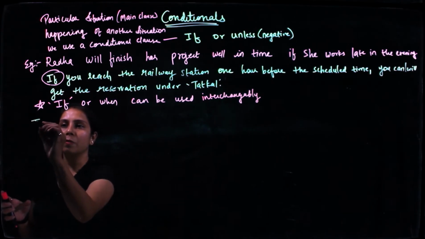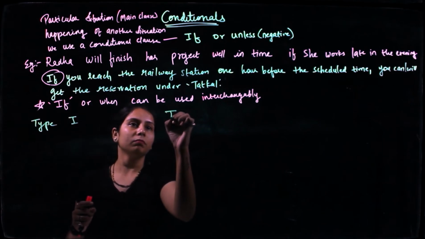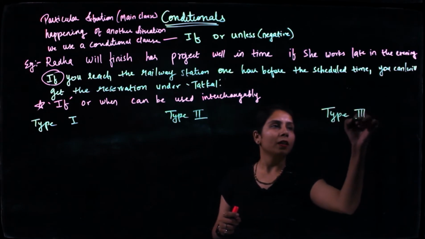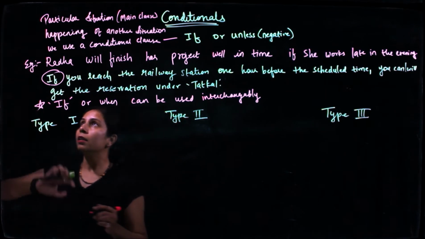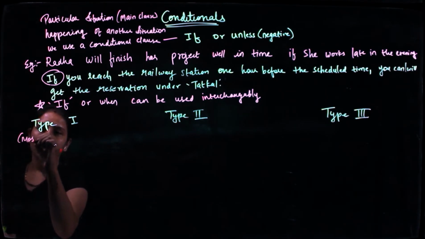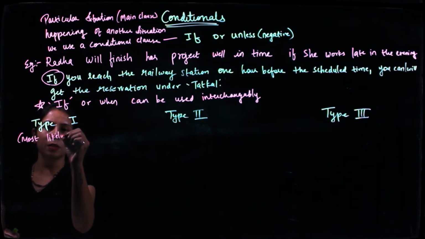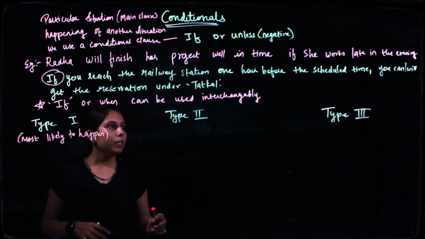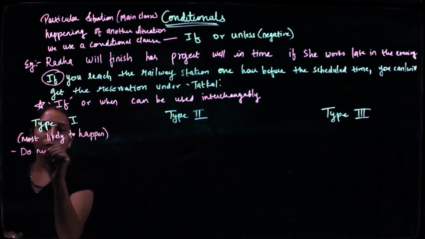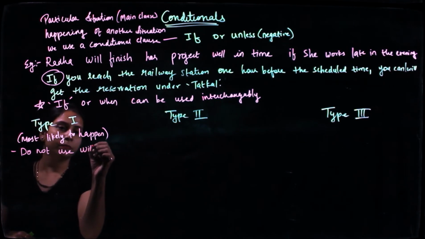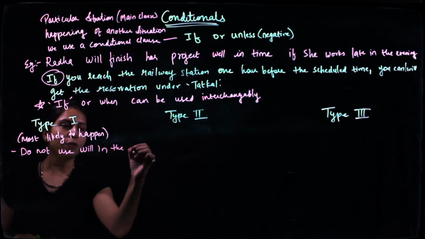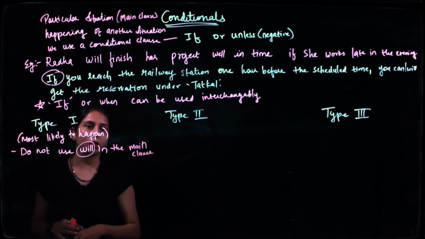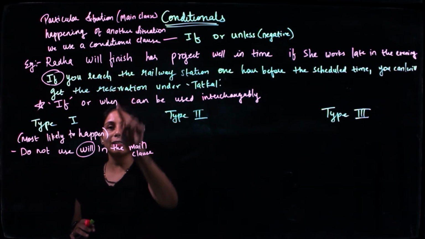Now I would explain type 1, type 2 and type 3. What are these three cases when we talk about conditionals? The first one is most likely to happen, when the main action will certainly happen, is positively supposed to happen. In that case, you would take help of type 1. There are certain conditions to it. Do not use will in the main clause. This is the scenario of type 1.